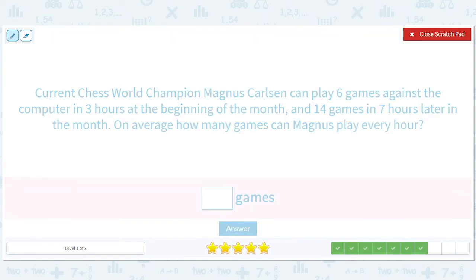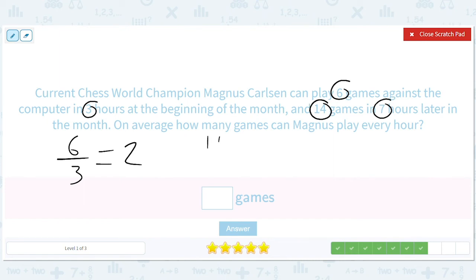Okay, we've got another Magnus Carlsen question. That makes me happy. If 6 divided by 3 is 2, I think it's the same question, so I won't over-explain it. 14 and 7. So 14 divided by 7.